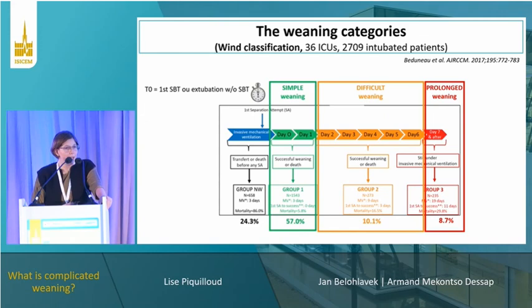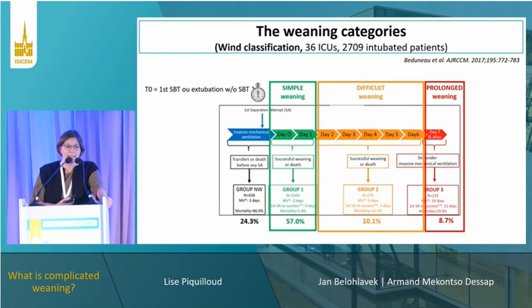And then there was a second group, the patients who were difficult to wean. Those patients could be weaned between 2 and 6 days after the first weaning attempt. Weaning attempt was defined as either a spontaneous breathing trial or a direct extubation without previous SBT. This second group already had a mortality of more than 16%, much more.